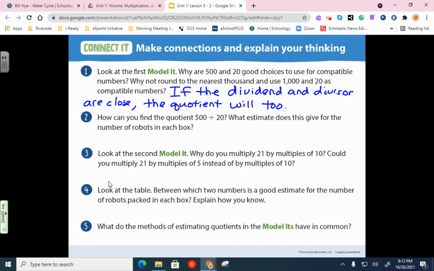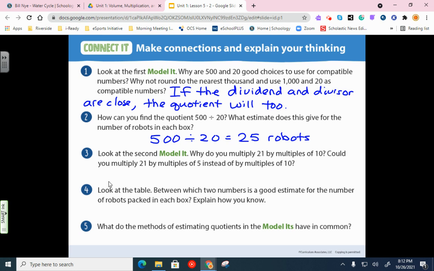Number 2, how can you find the quotient 500 divided by 20? That's pretty simple. We already solved that, so let's put it in there. 500 divided by 20 is 25. And it's going to be 25 robots. Number 3, look at the second modelet. That's the one with a table.